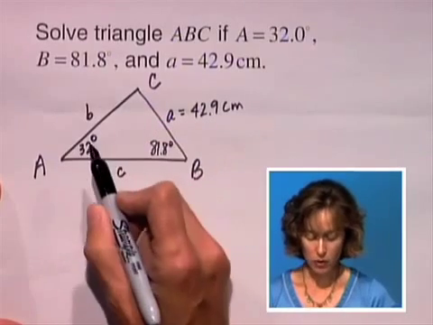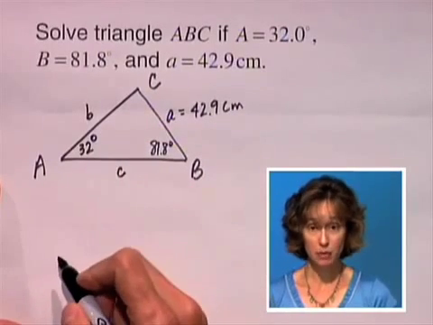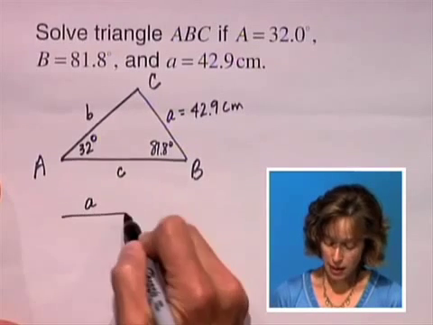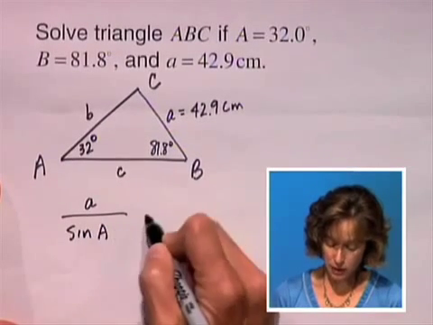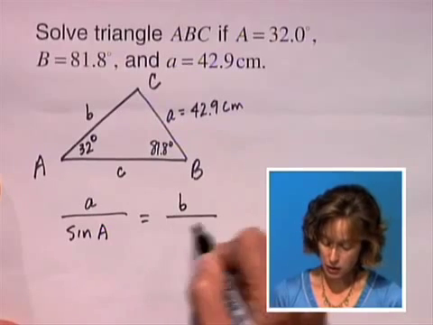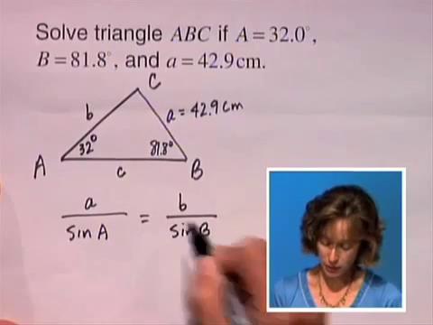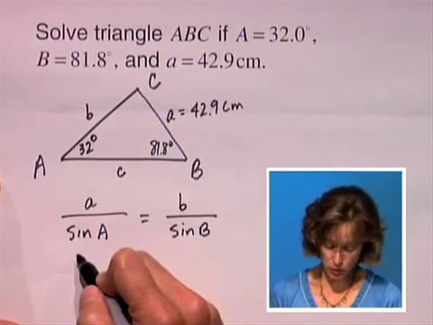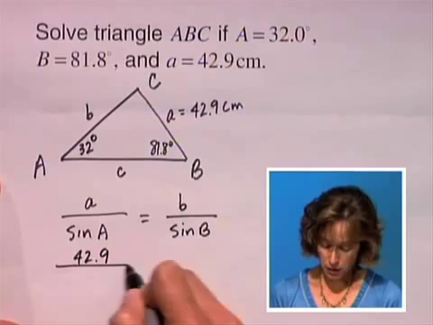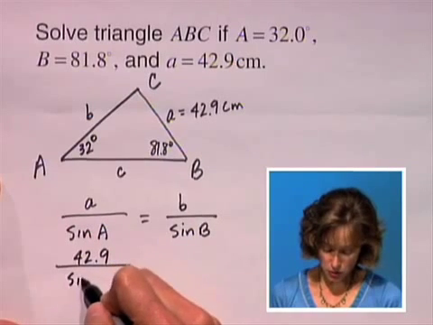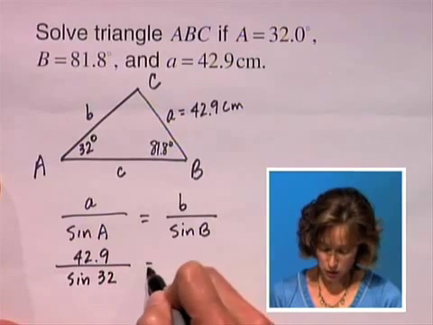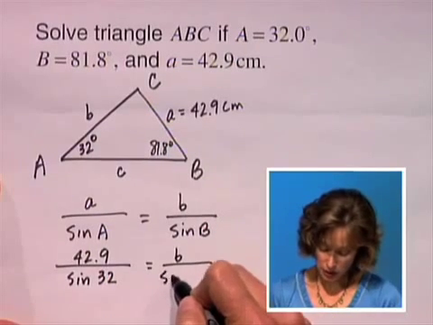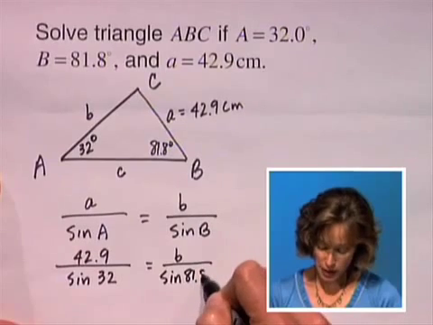We can find any one of those at any point. Let's start by finding side b. Using the law of sines, I can say that a over sine A is equal to b over sine B. And I'll fill in what I know. Side a is 42.9. Angle A is 32. Side b, I don't know. Angle B is 81.8 degrees.